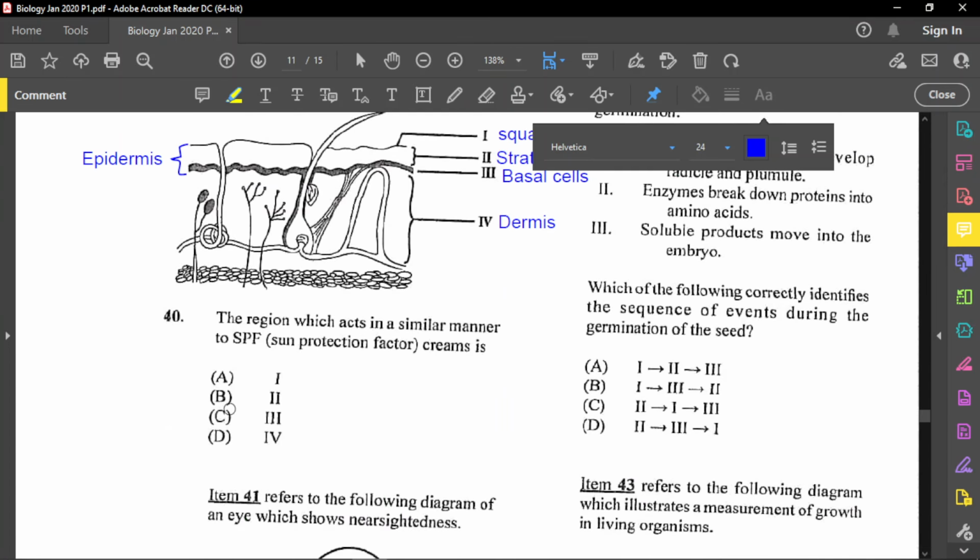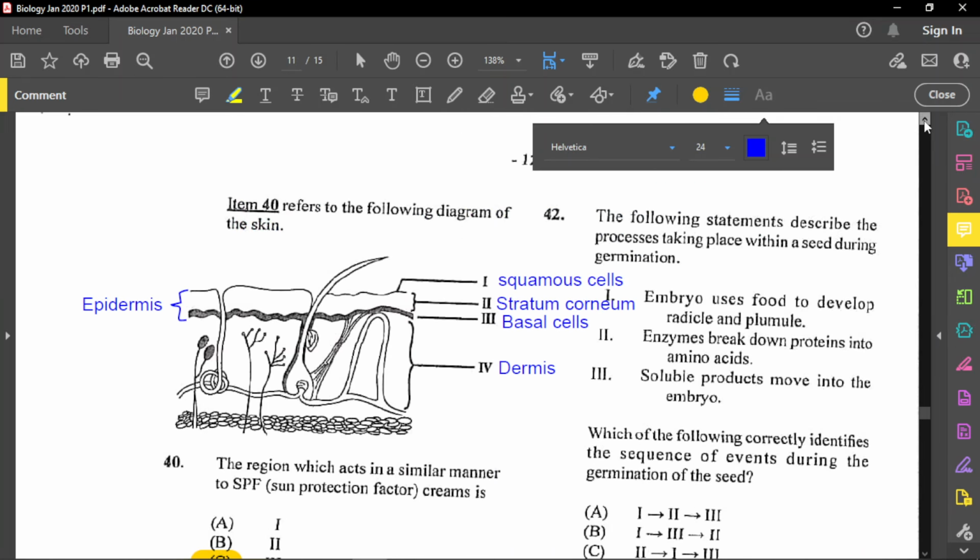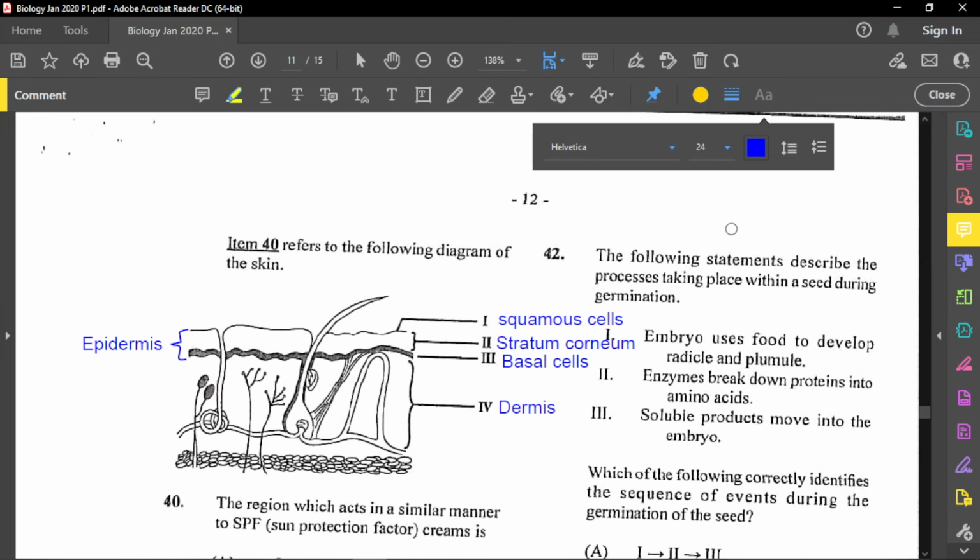All right, so let's go to the next question now. Let's go back up to the top of the page right here a little bit. All right, and so 42, again, we're skipping 41 based on how this is structured. It says the following statements describe the processes taking place within a seed during germination.